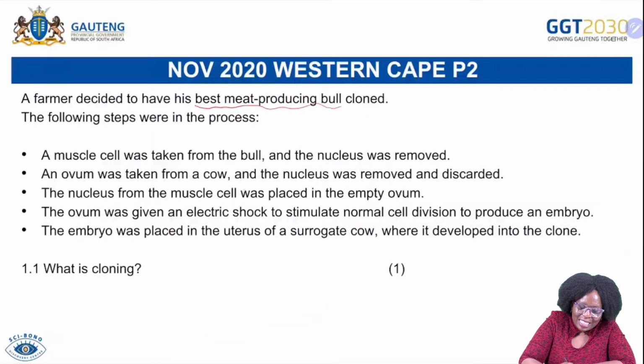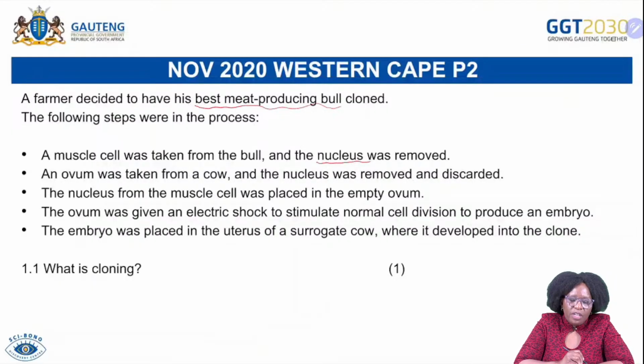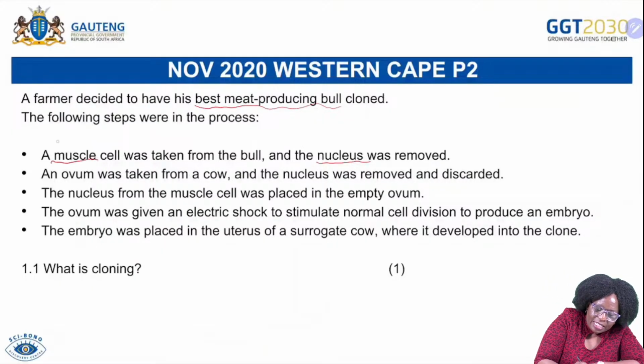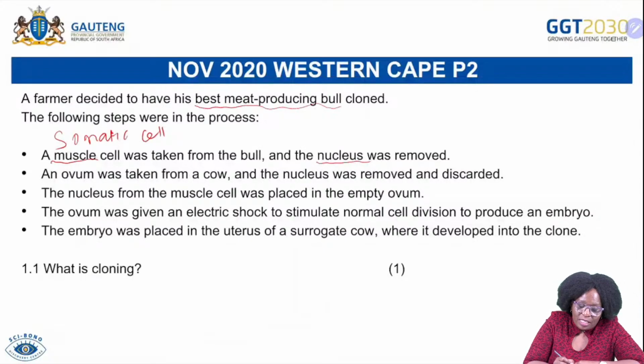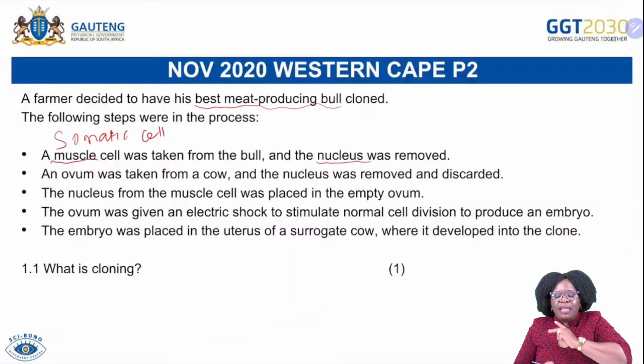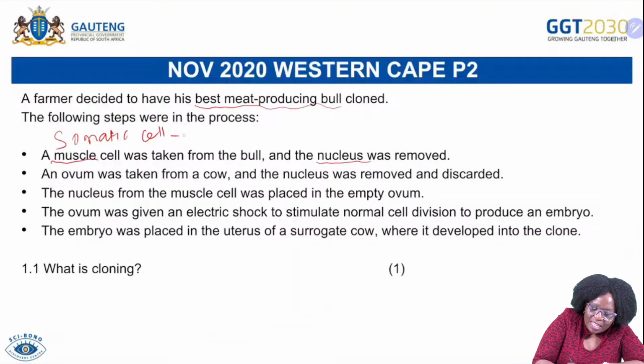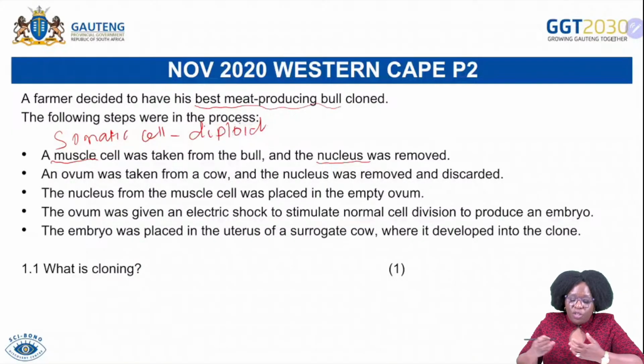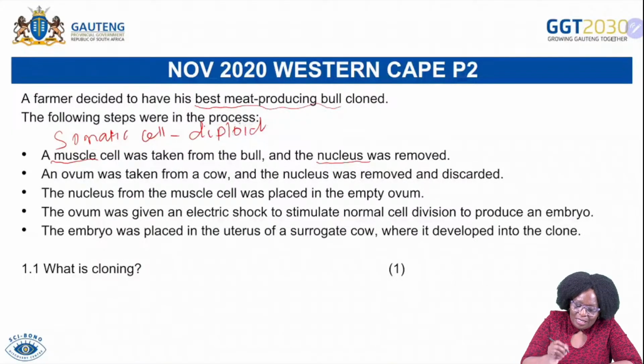We've got a muscle cell that was taken from the bull and the nucleus was removed. A muscle cell is a somatic cell. Think about other things as you go through this. Somatic cells, are they haploid or diploid? Body cells, somatic cells, they always have the double number of chromosomes. Therefore, somatic cells are diploid, right? You are thinking as you engage with the question paper. And the nucleus was removed.